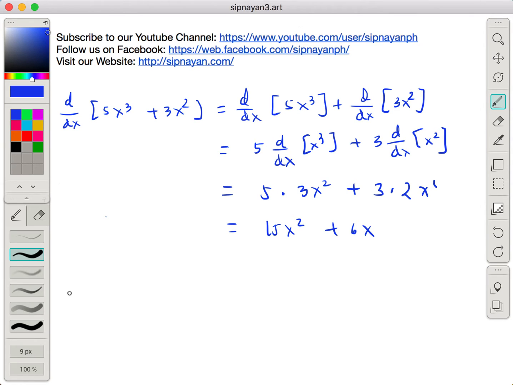Number 2 is the derivative of 9x to the 4th minus 10x cubed.